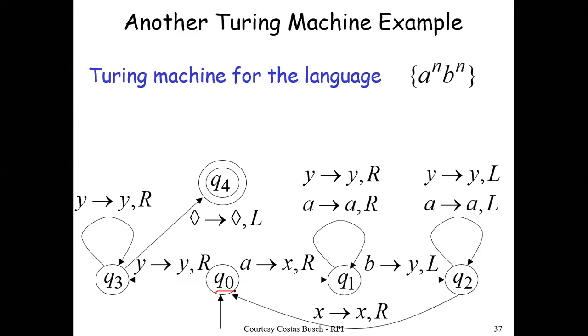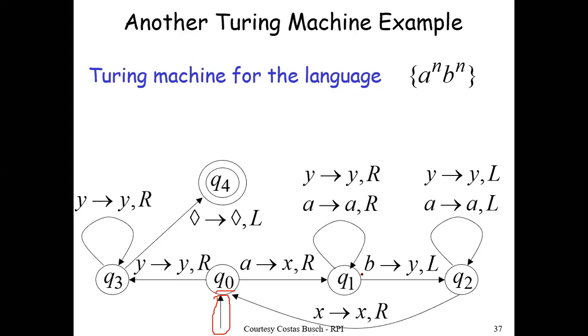It's a start state, and this is a cursor that shows this is the starting state. You will read A, write X, move right. You have a transition read Y, write Y, move right. There are two outgoing transitions from Q naught.